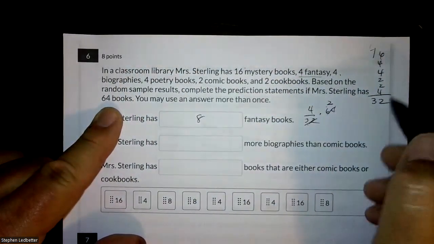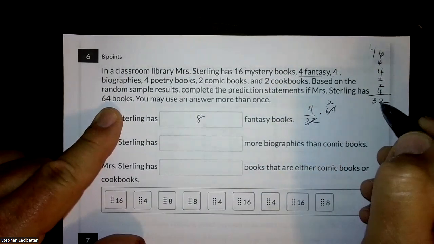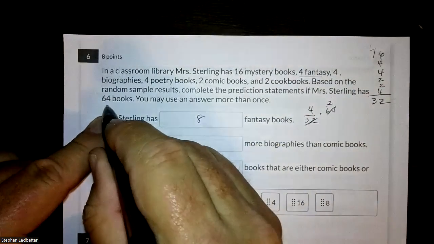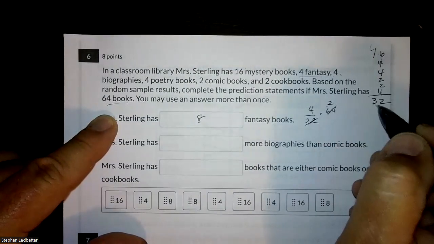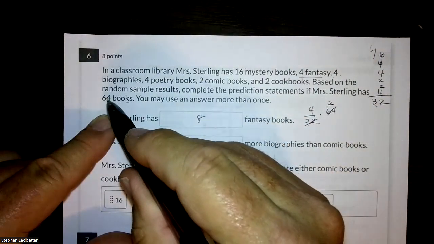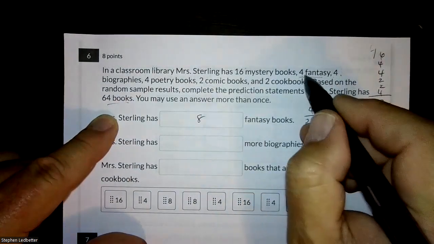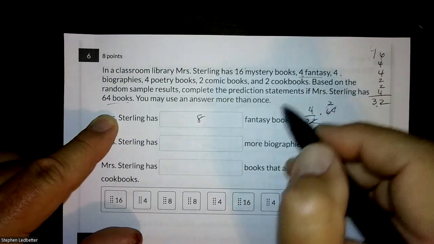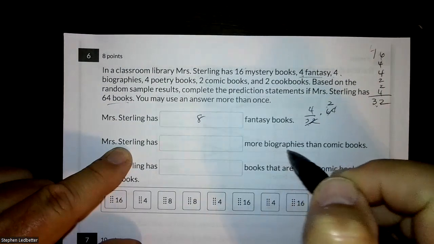Now, look, you really could use your head on this. I'm just showing you mathematically how it works. But look, 32 and 64. This is what you have. But then they say she has 64 books. They only did a sample of 32. So if I multiply this by 2, that means everything here is probably multiplied by 2, because 32 times 2 is 64. So look, if fantasy books are 4, if I multiply by 2, it's now 8.